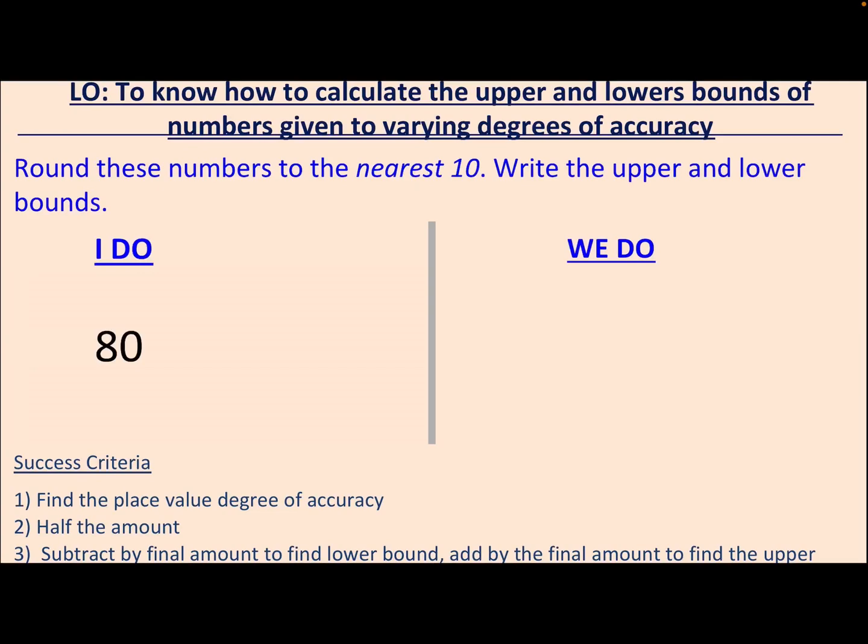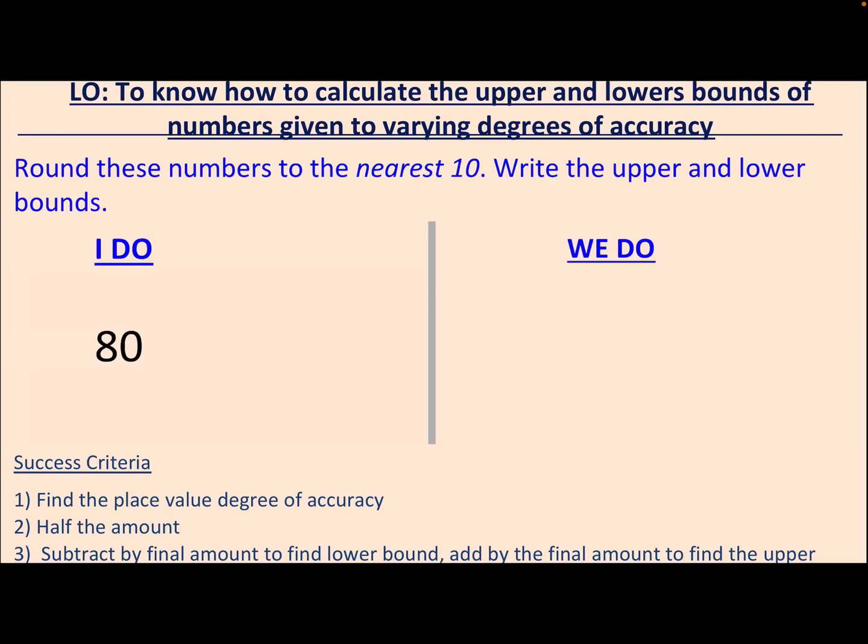So the first step is to find the place value for the degree of accuracy, and that's what we're going to do now. Well, it says to the nearest 10. Well, the place value is just 10. We need to halve that amount. And that gives us 5.